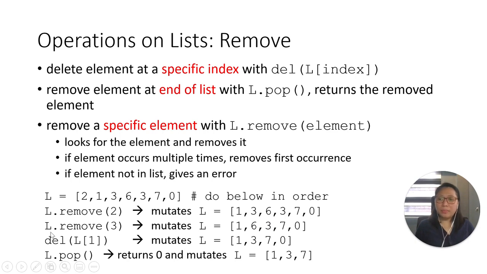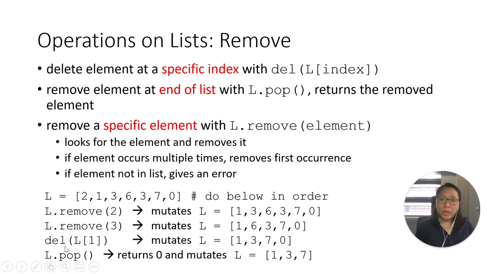Then we put here L.remove(3), and this evaluates to this one. This mutates L, after we remove the first occurrence of 3 in this L. So now we have this new value of L.